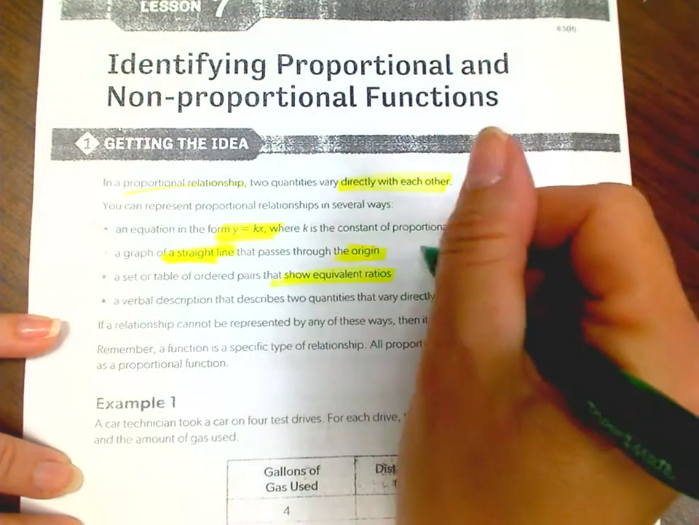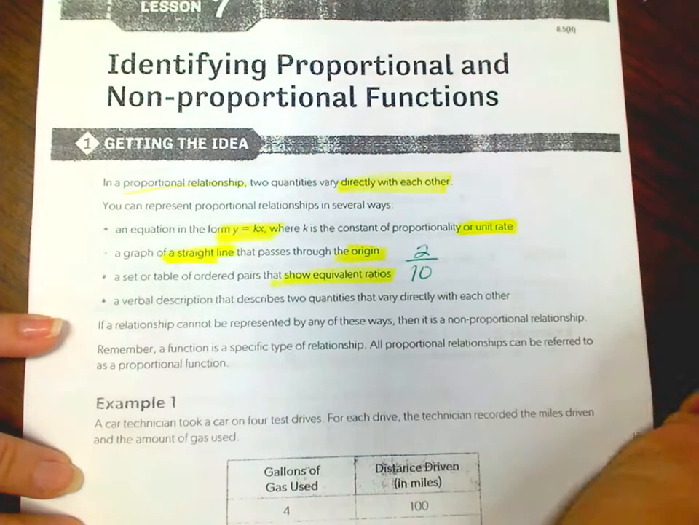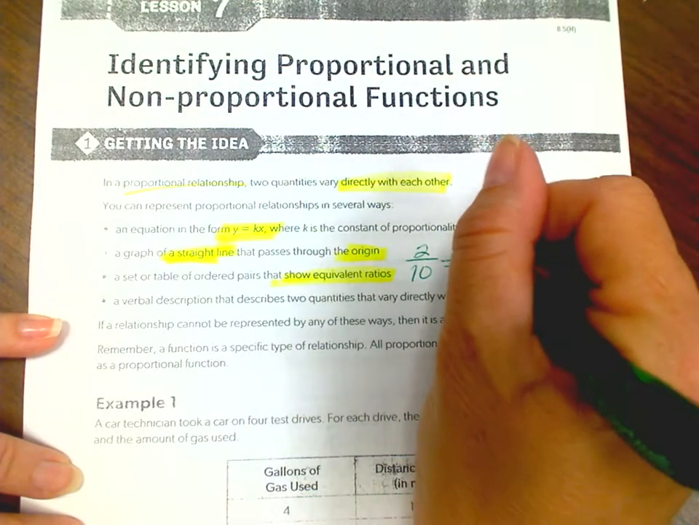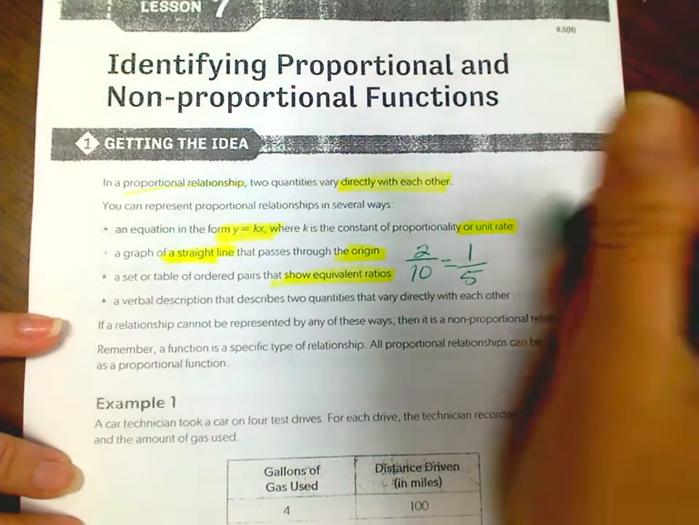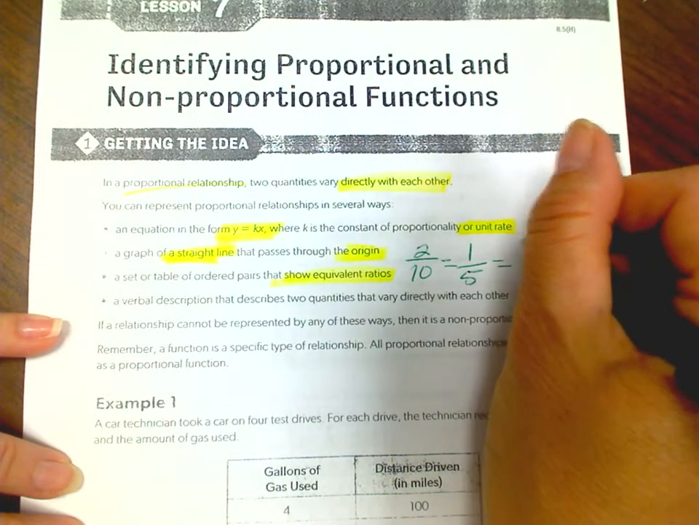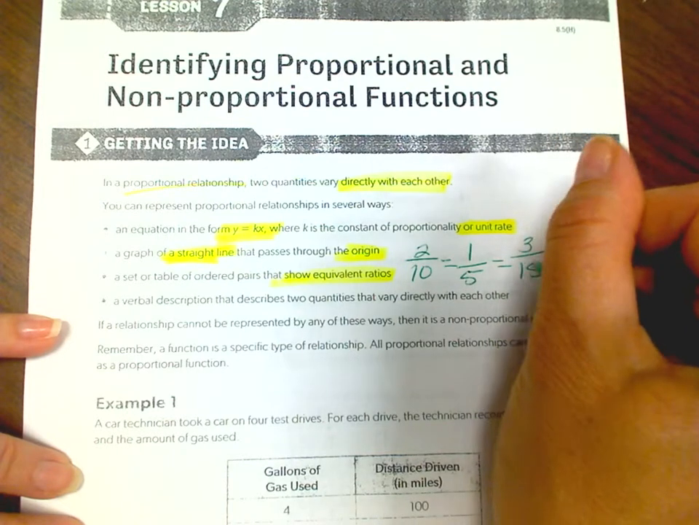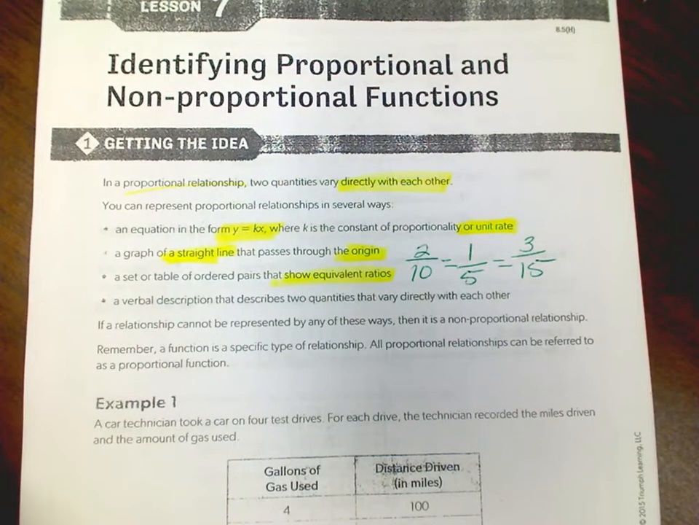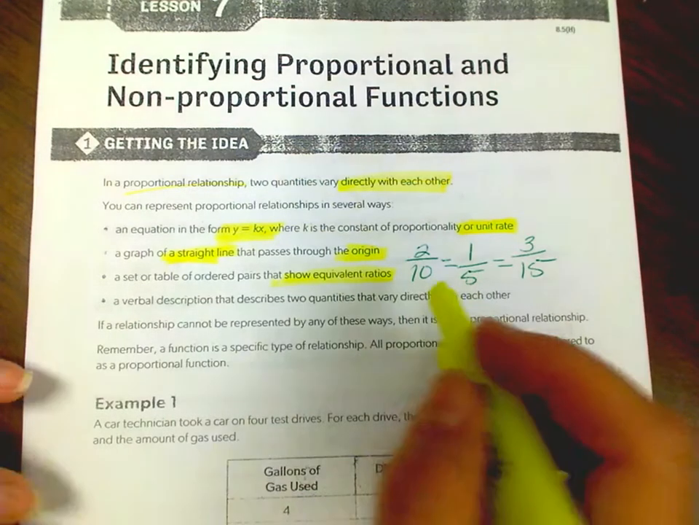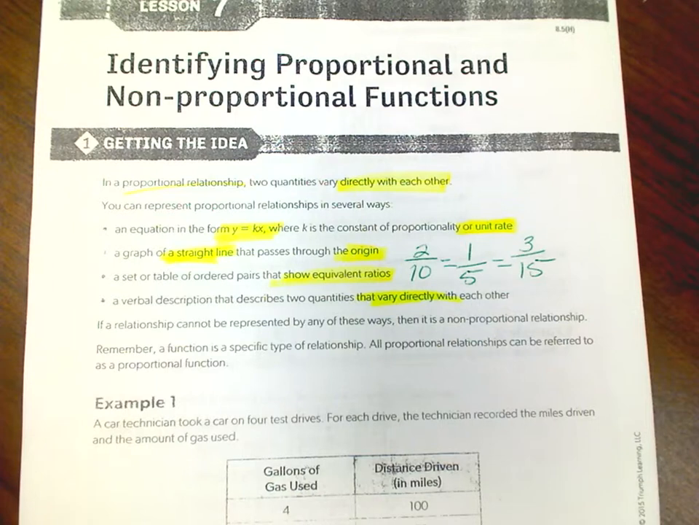Remember, equivalent ratios could be 2/10, which also equals 1/5, or it could go up to 3/15. All those are equivalent ratios. A verbal description that describes two quantities that vary directly with each other. Nothing's added to it. If something is added to it, a fine or a delivery fee, or whatever is added to it, it is not proportional.